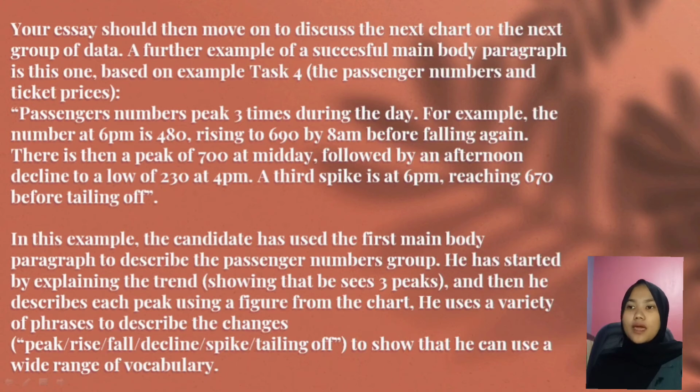In this example, the candidate has used the first main body paragraph to describe the passenger numbered group. He has started by explaining the trend, showing that there are 3 peaks, and then he described each peak using a figure from the chart. He used a variety of words to describe the change: peak, rise, fall, decline, spike, or tailing off, to show that he can use a wide range of vocabulary.